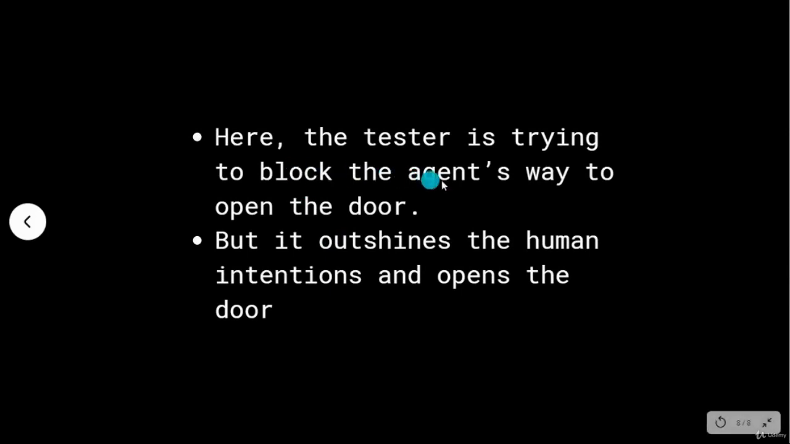In this video, the tester is trying to block the agent's way to open the door, but clearly it outshines the human intentions and opens the door with great ease due to reinforcement learning.